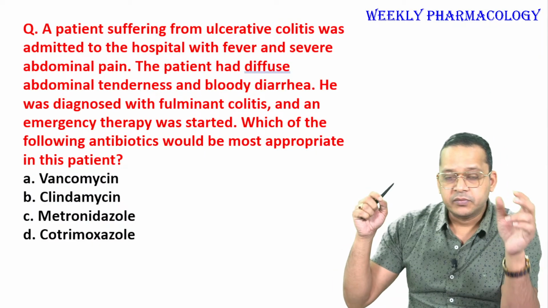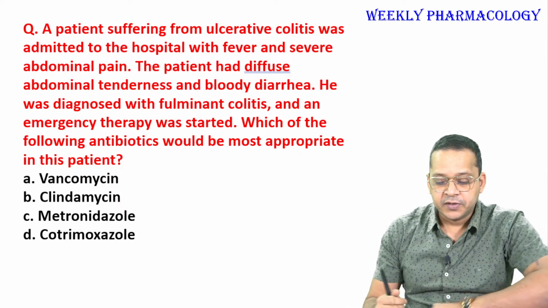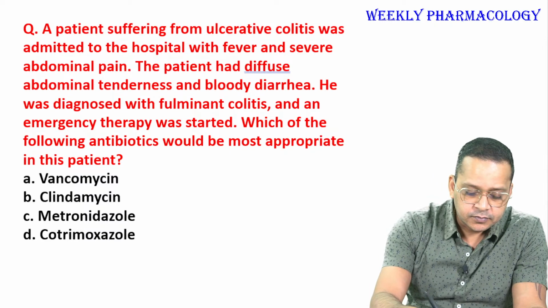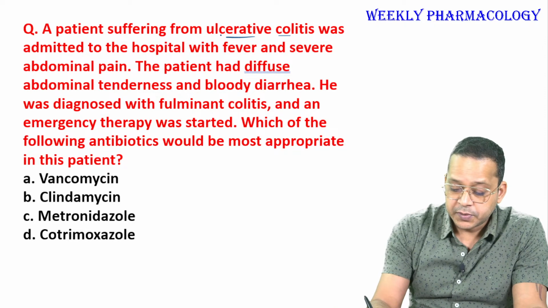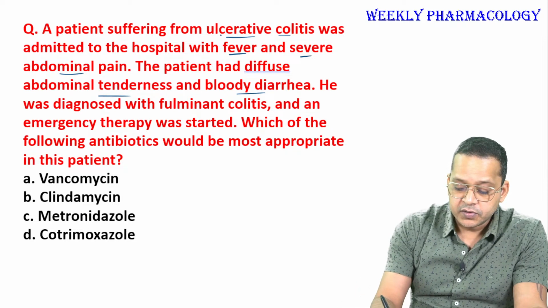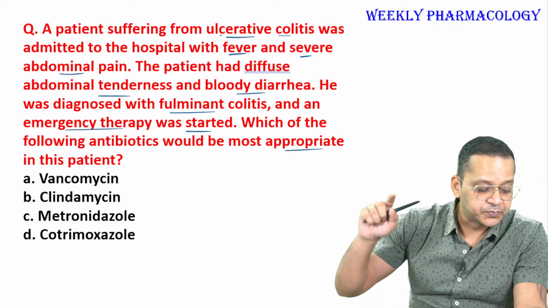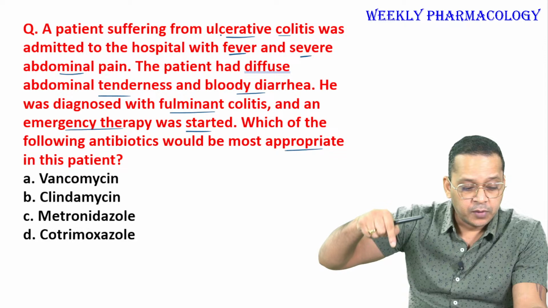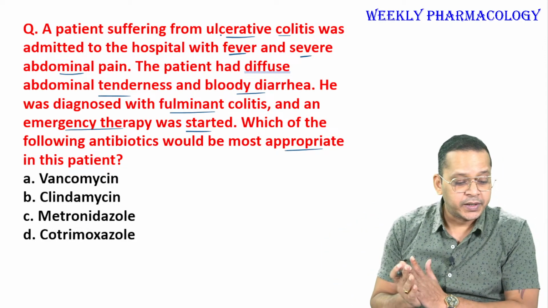Let us straight away dive into our first MCQ for today, guys. A patient suffering from ulcerative colitis was admitted to the hospital with fever and severe abdominal pain. The patient had diffuse abdominal tenderness and bloody diarrhea. He was diagnosed with fulminant colitis and an emergency therapy was started. Which of the following antibiotics would be most appropriate in this patient? Look at the options. Option A, vancomycin, B, clindamycin, C, metronidazole.